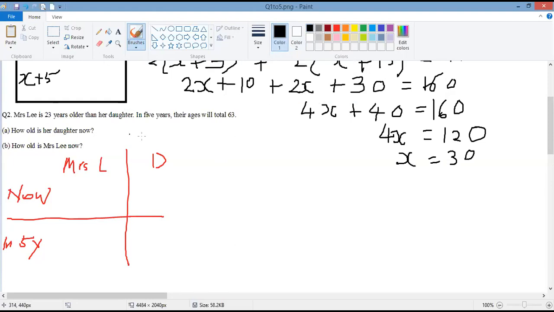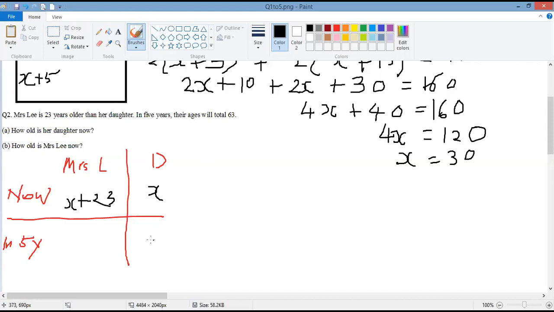So look back at the question. Mrs. Lee is 23 years older than her daughter. Means that if the age of her daughter is X, so Mrs. Lee now will be X plus 23, because 23 years older. So you have to let the age of the daughter be X first, then you can compare with the daughter's age. So X plus 23 is the age of Mrs. Lee. So in 5 years means after 5 years, their age will total 63.